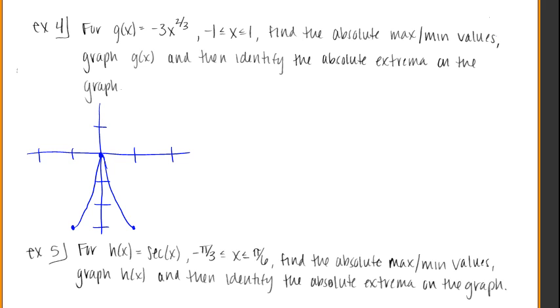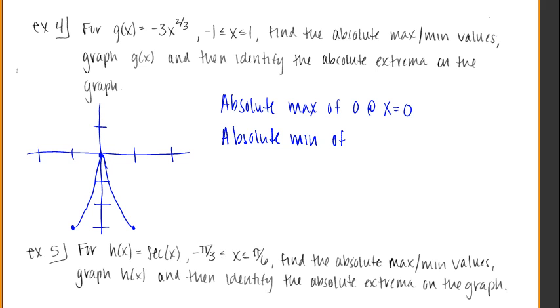There's no way it's going to go undefined anywhere in that interval. So if we look at this, we have an absolute max of 0 at x equals 0, and then we have an absolute min of -3 at x equals both plus or minus 1. So we can label this one right here the absolute max, and the absolute min right there and right there.